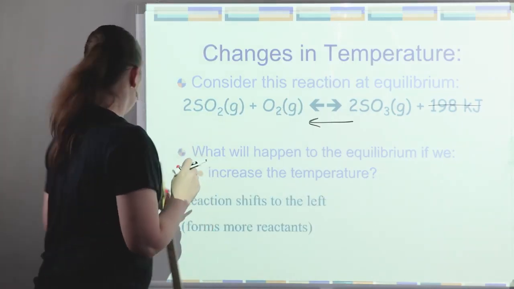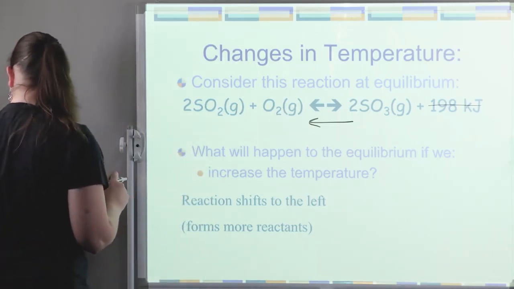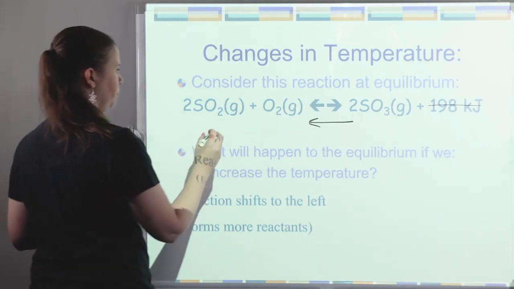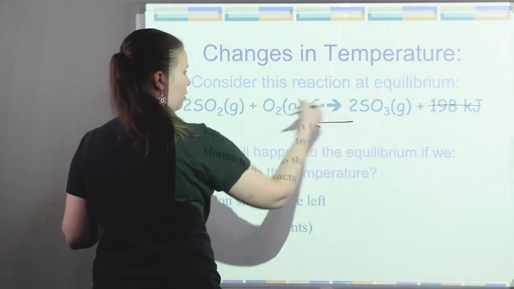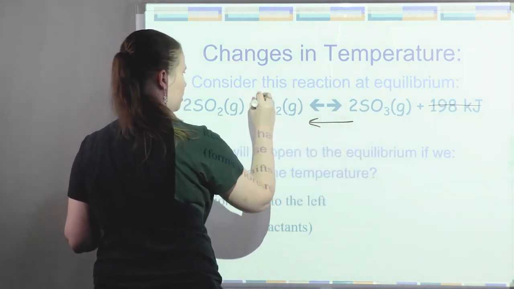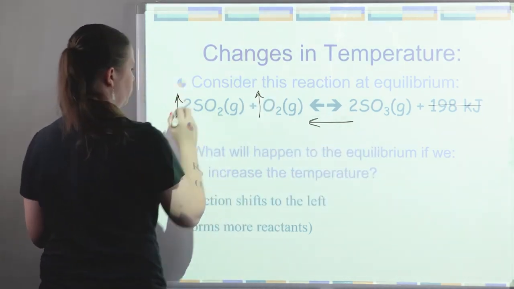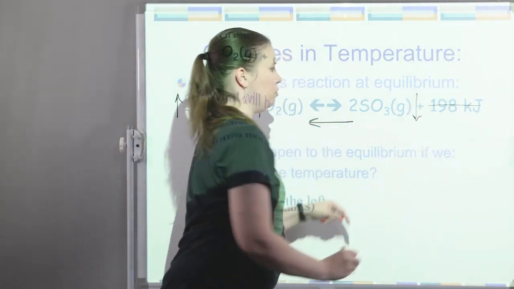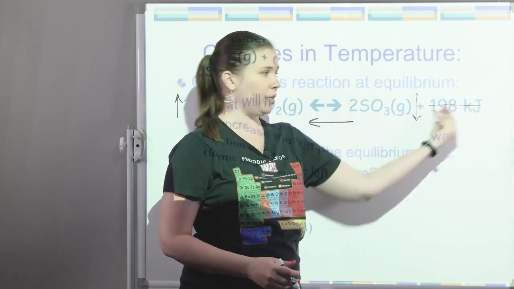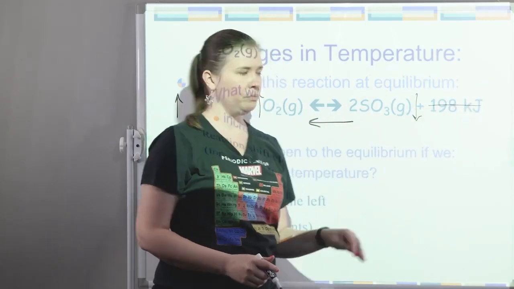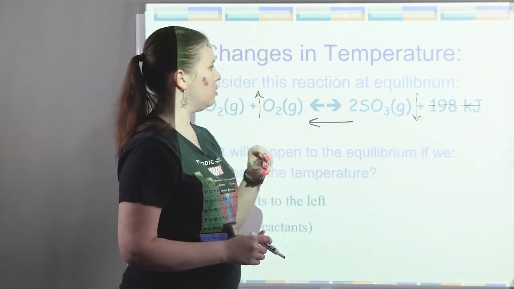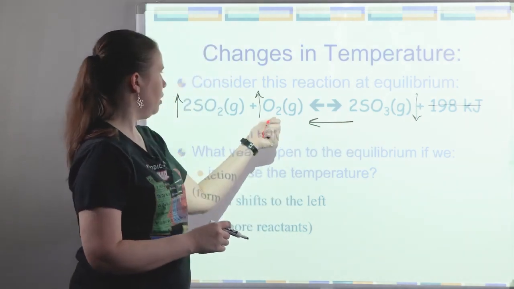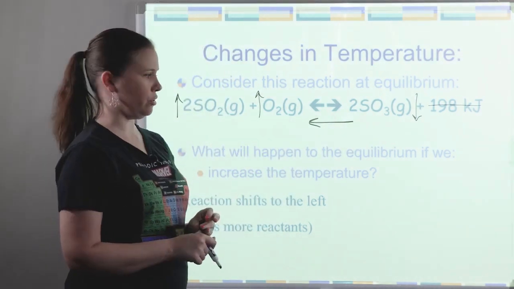Let's think a little more deliberately about what happens to all of our reactant and product concentrations this time. So if I'm favoring left, if I'm favoring my reactants, I'd be making more O2 and SO2, and in turn using up the SO3, because the goal was to use up the heat and get that back down to baseline. So the side effects would be decreasing the SO3 and increasing the SO2 and the O2.